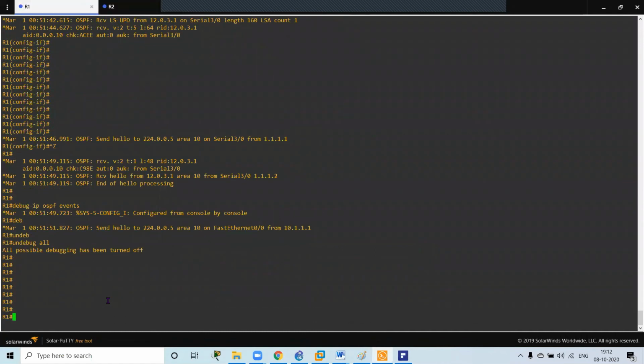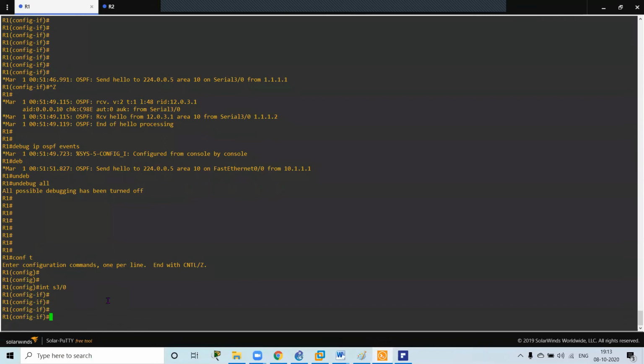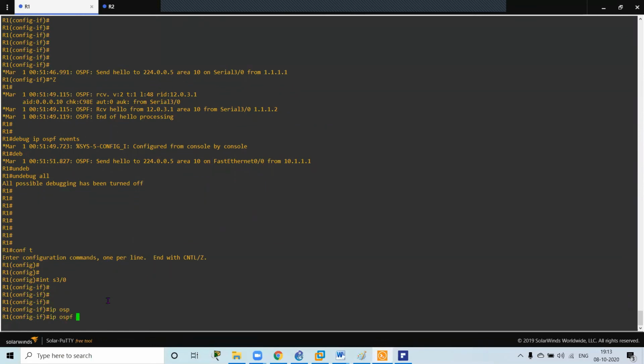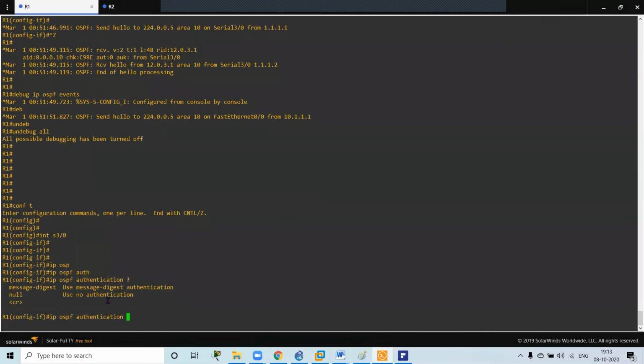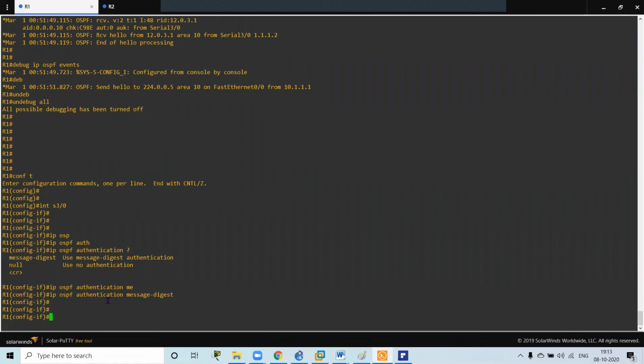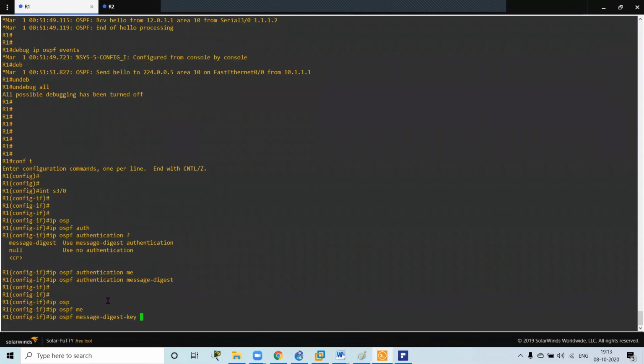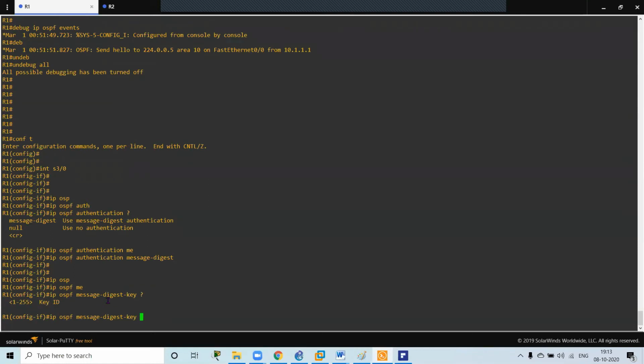Now at the interface level, if I want to configure MD5 authentication, the commands are the same. I have to give IP OSPF authentication, but here I have to use message digest. IP OSPF authentication message digest. Then the second command is IP OSPF message digest key. The key ID should match.